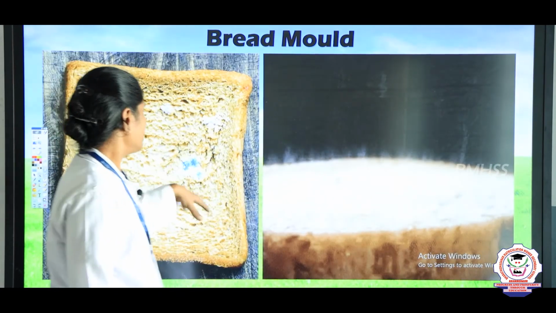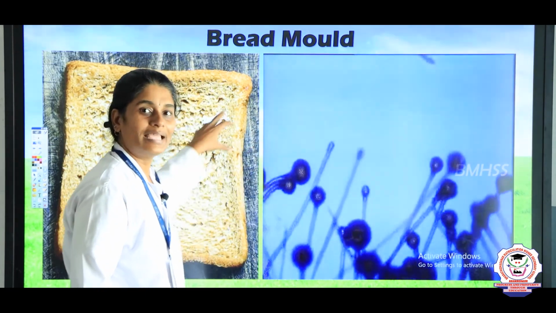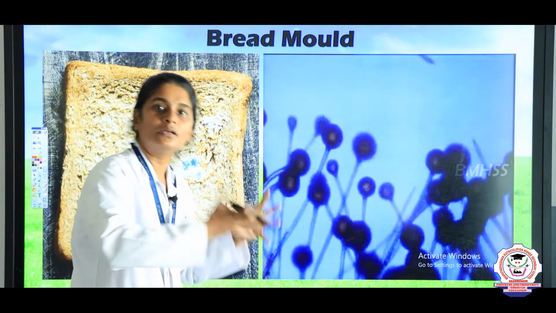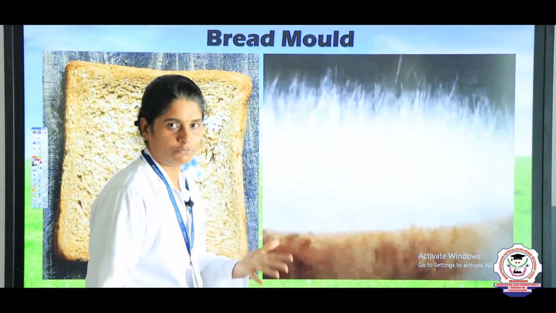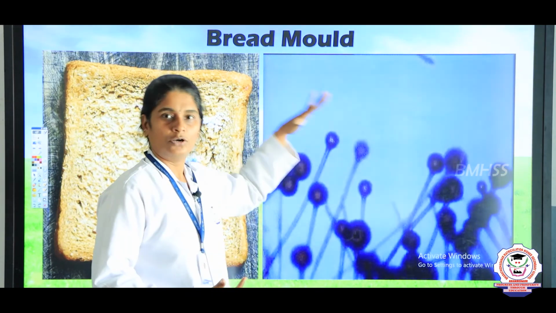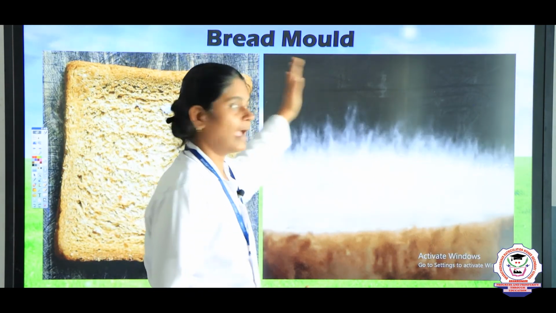Bread mold is also an example of non-green plants. They take the food from the bread and live. They will not prepare their own food. So the examples of non-green plants that we saw are mushroom, Indian pipe and bread mold.